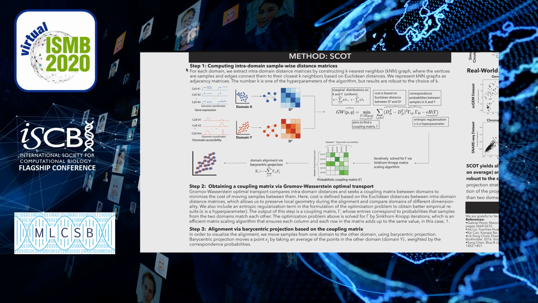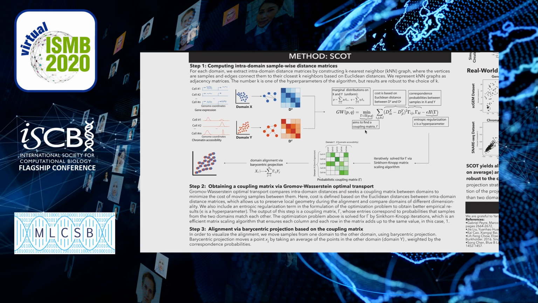Our algorithm operates in 3 steps. Given 2 domains of different sequencing data, we first extract intra-domain distances by constructing k-nearest neighbor graphs over the samples in each domain. K is a hyperparameter here, but our algorithm is robust to the choice of k. We represent these graphs as adjacency matrices, which store sample-to-sample distances.